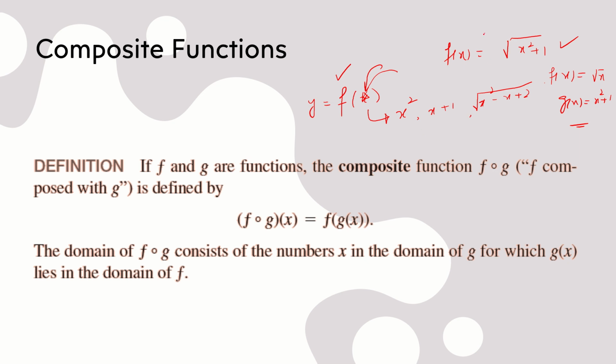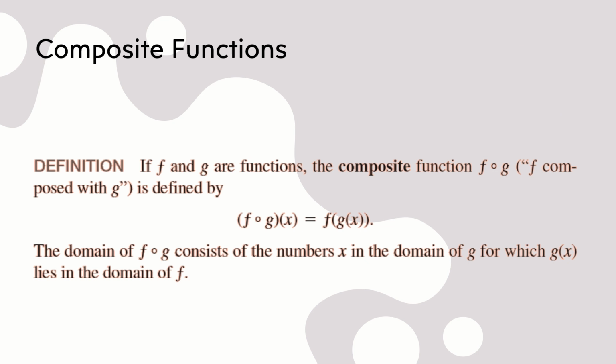So this is known as a composite function, and the process of getting this function from two given functions is known as composition of functions. Now, how do we find this composition of functions? First step, you need to understand the notation used for it. We usually use this notation f of g of x.